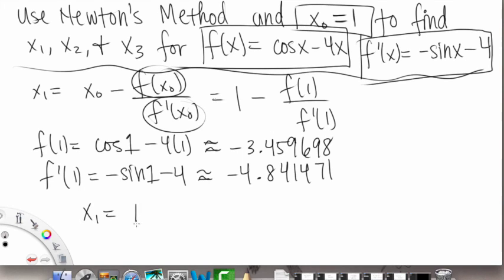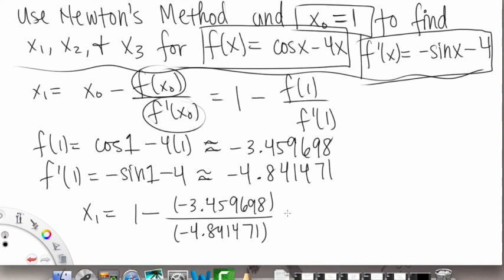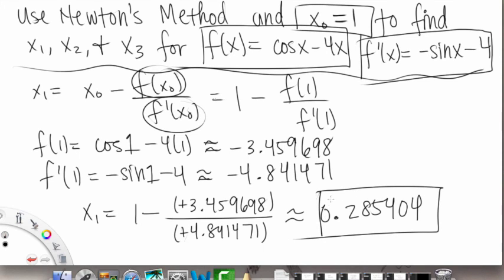So let's plug these in and find x sub 1. x sub 1 is equal to 1 minus negative 3.459698 over negative 4.841471. The negatives cancel into positives, and it turns out to be about 0.285404, a positive number. So this is our x sub 1. Okay, now on to the next one.